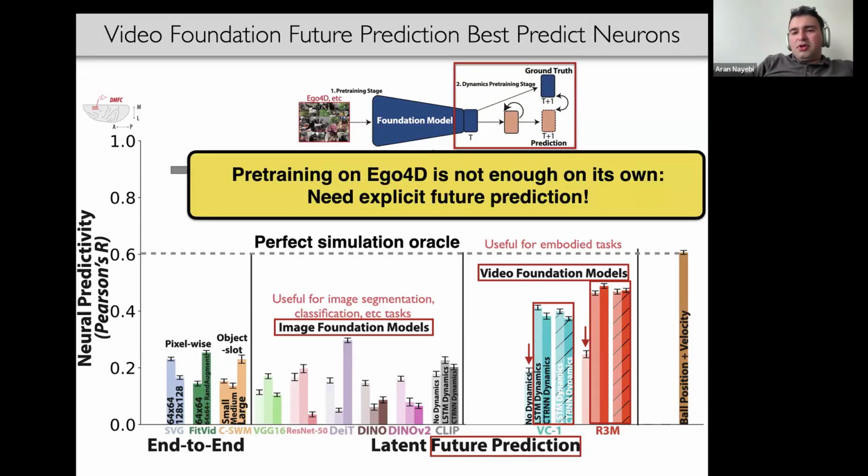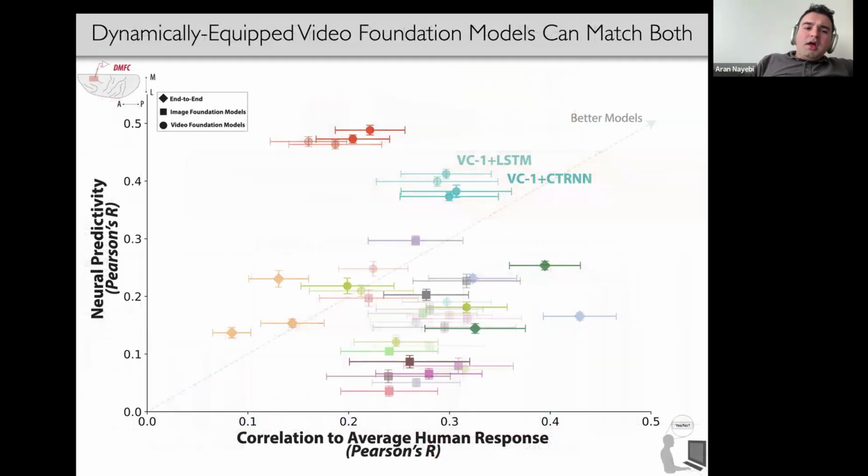And it's not enough just to pre-train on Ego4D to learn a latent. We can show as a control that you actually need to future predict in that latent state. You need to predict the next state of the world using that latent representation to best match the neural responses that we got. And we can furthermore compare on the y-axis the same kind of neural predictivity of the models, which we aren't optimizing for.